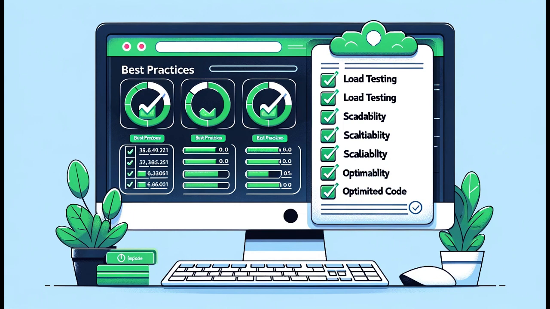By simulating various user loads and gradually increasing the load until reaching the desired threshold, load testing helps identify performance bottlenecks and assess the system's capacity to handle different levels of load. Stress testing pushes the system beyond its normal operating conditions to determine its breaking point.